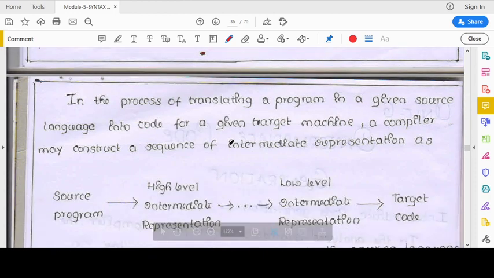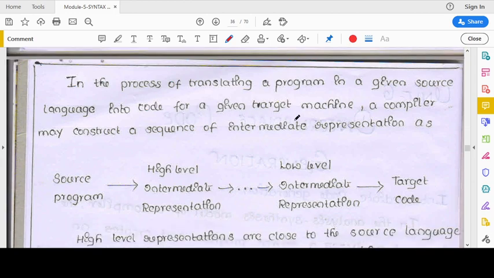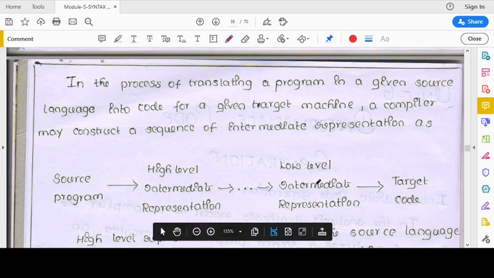The process of translating a program in a given source language into the code for a given target machine is where we look into code generation, considering the operations. The source program will be converted into a high-level intermediate representation. We don't need this high-level intermediate representation; we need the low-level intermediate representation, right? So we need to convert from the high level towards the low level, and from the low-level intermediate representation we generate the target code. Ultimately, target code is what we are looking for.